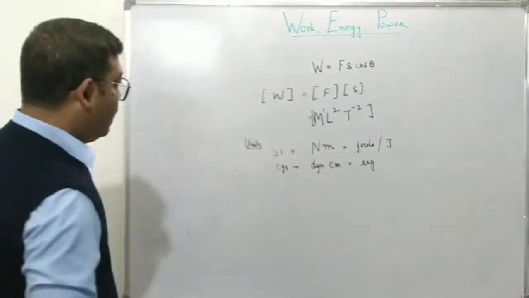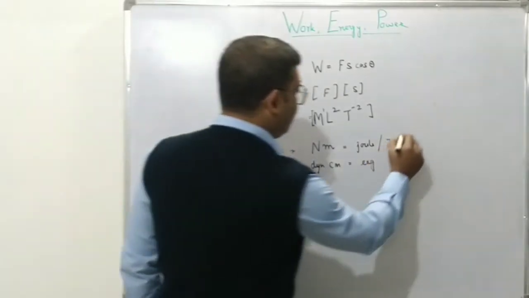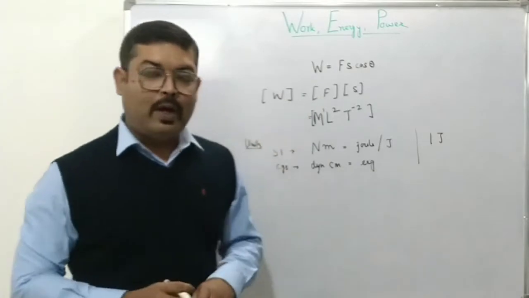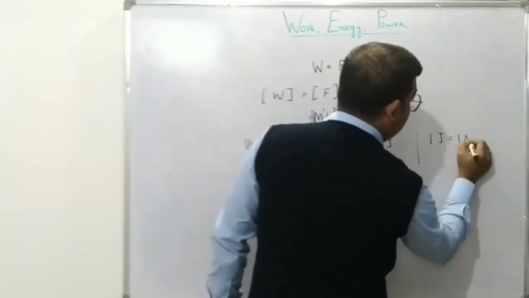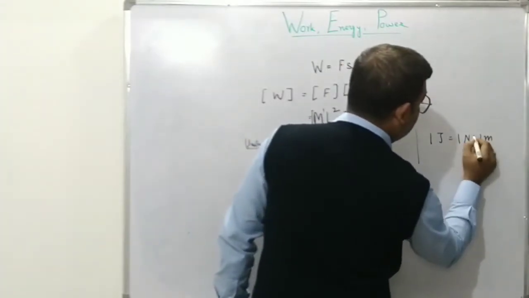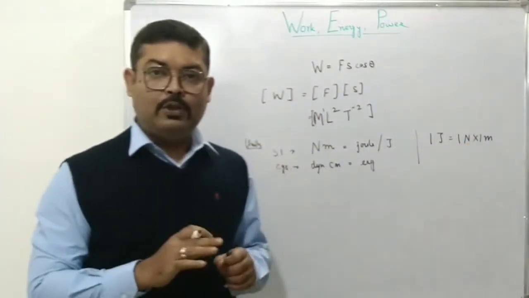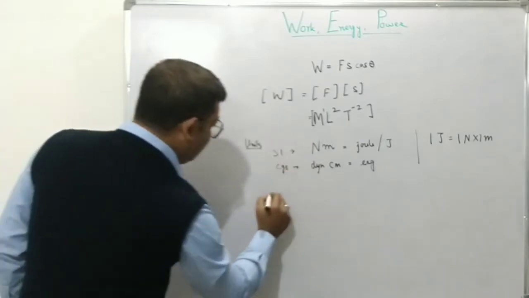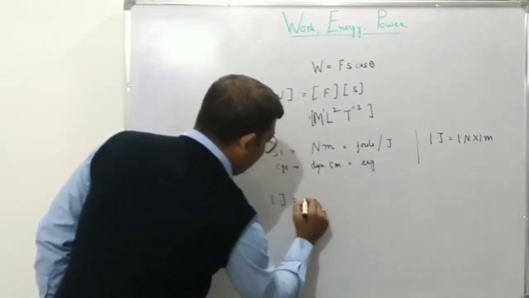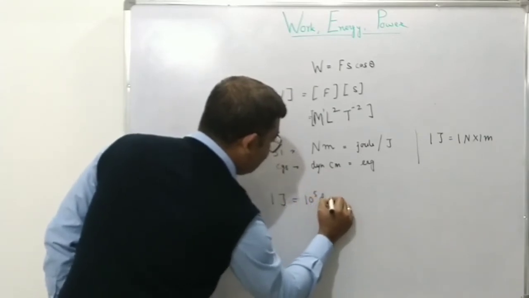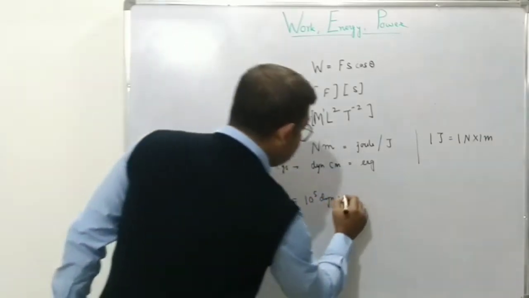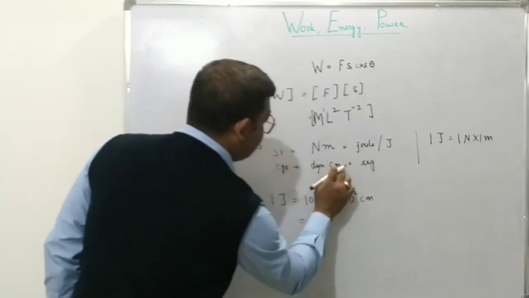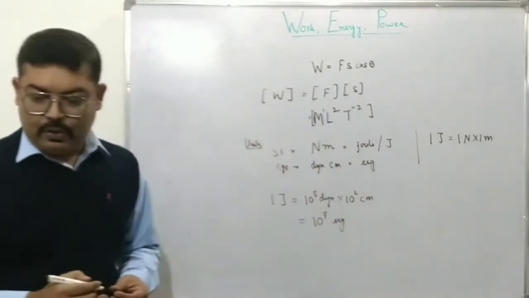Okay, now what is 1 joule? 1 joule is the work done when a force of 1 Newton displaces a body through 1 meter. Then the work done is said to be 1 joule. So the unit of work is joule. Now if it is so, then 1 joule must be equal to 1 Newton, which is 10 to the power 5 dyne, multiplied by 1 meter, that is 10 to the power 2 centimeter, or we can say 10 to the power 7 dyne centimeter, that is erg. So 1 joule equals 10 to the power 7 erg.